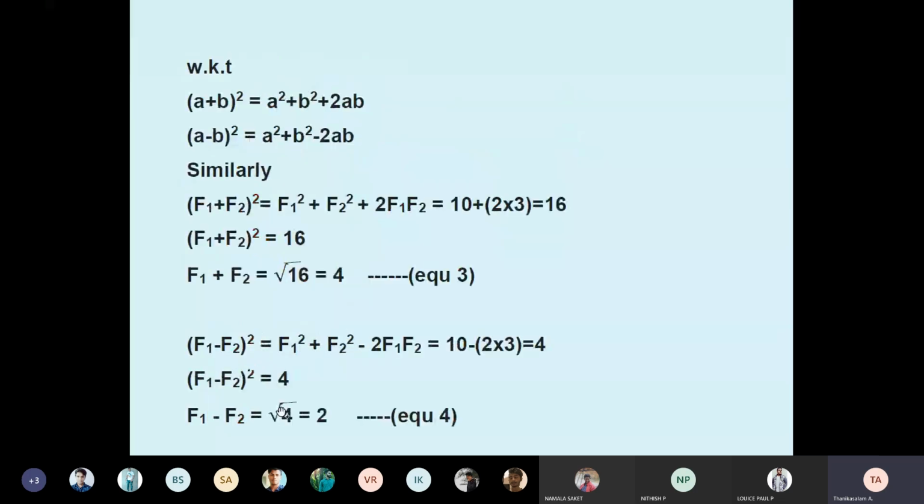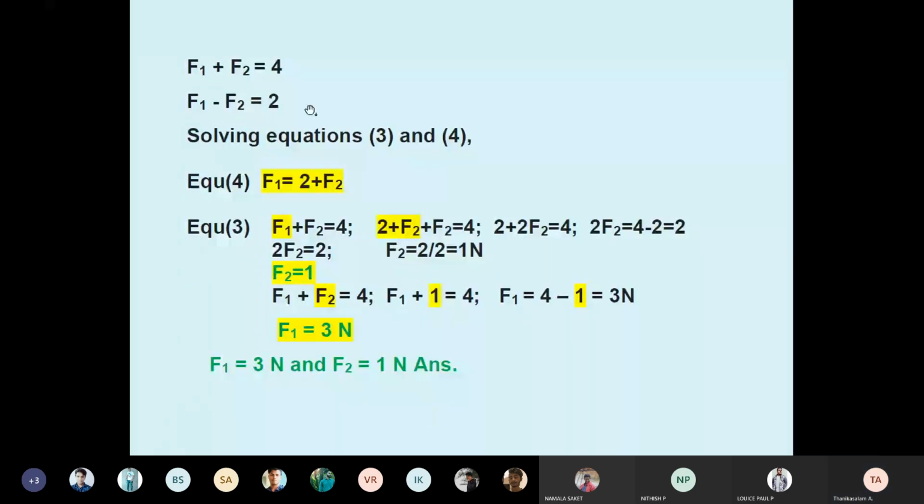So we know this formula: (a plus b) whole square equal to a square plus b square plus 2ab. Like that, (F1 plus F2) square equal to F1 square plus F2 square plus 2 F1 F2. F1 square plus F2 square we already know is 10, and F1 F2 is 3. So you got 16. Finally we got equation 3. Similarly, (F1 minus F2) whole square. Apply all the things and you can get equation 4. Solve this and you will get these answers.